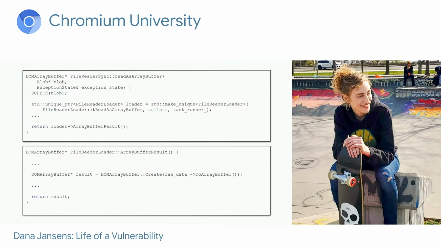A JavaScript API, as I mentioned, is backed by a C++ implementation. And here's the C++ implementation for FileReader.readAsArrayBuffer. The first snippet of code doesn't matter too much, but we note that it is in the readAsArrayBuffer method that we saw a minute ago, and within this method, it calls the second snippet, ArrayBufferResult. The second snippet has the bug. Can you spot it?